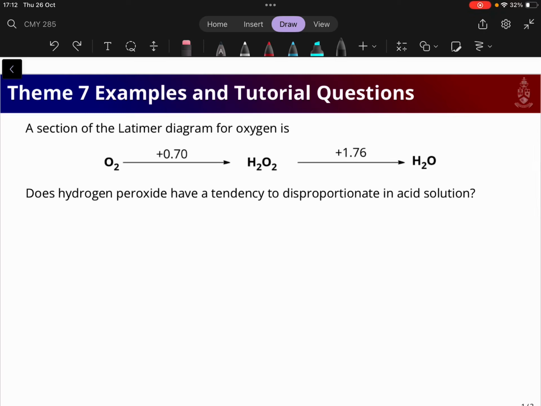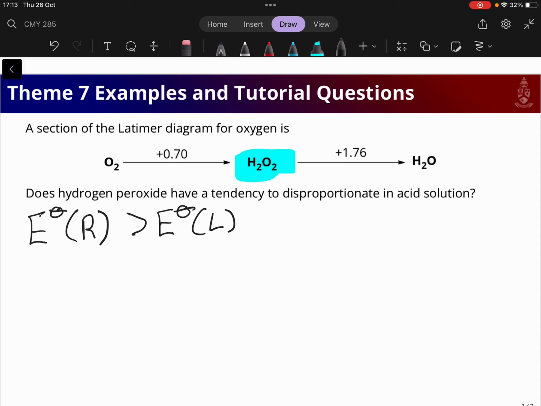Okay, so let's look at this question. It's essentially asking us to look at this compound, hydrogen peroxide, and asking: does it have a tendency to disproportionate? Well, as we know, what we need to do is look at whether or not the reduction potential on the right is larger than the standard reduction potential on the left.